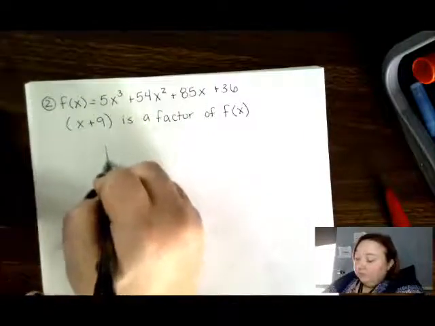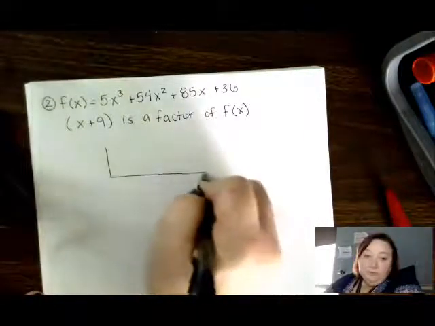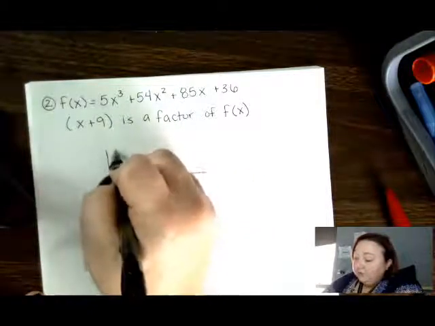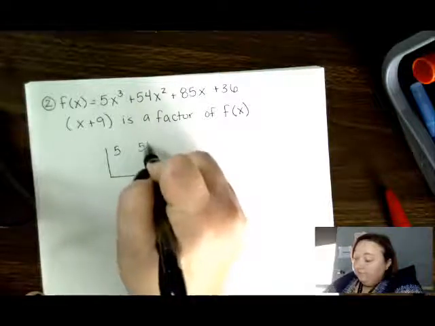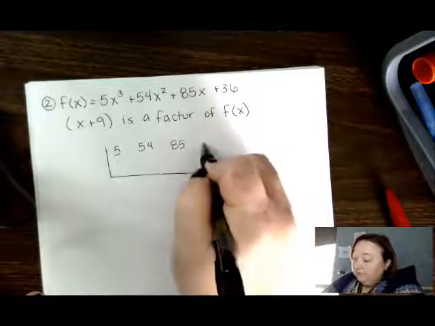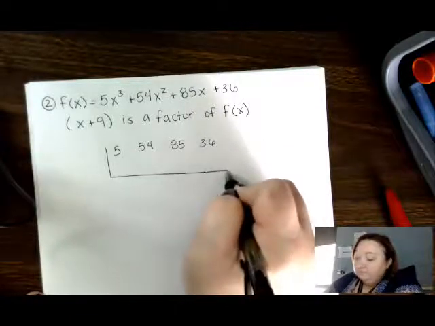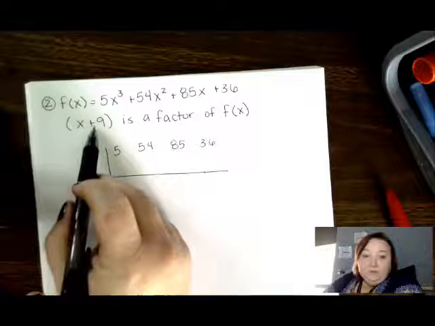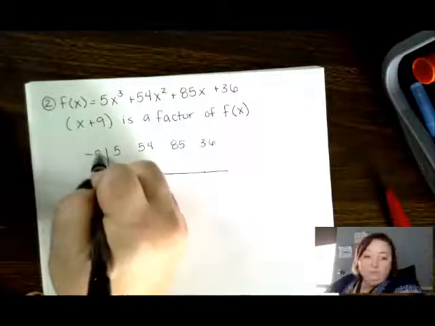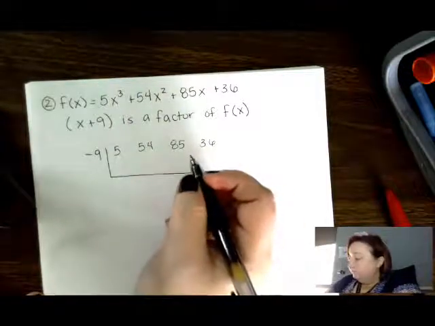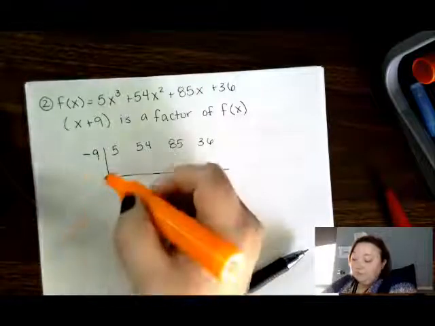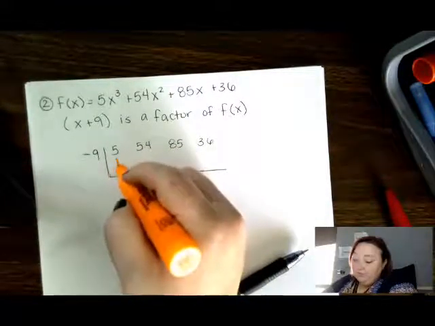So again, to factor it out, we're going to use synthetic division. So our coefficients are 5, 54, 85, and 36. And it's plus 9, so that means our R value is -9. Okay. So again, the first step will always be to just bring this first number down.